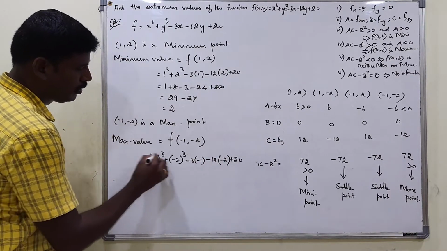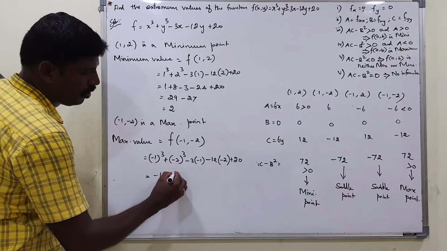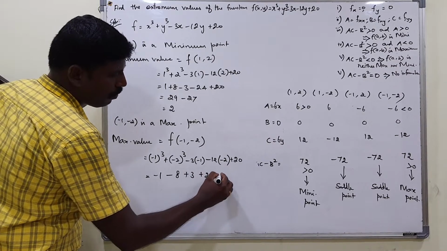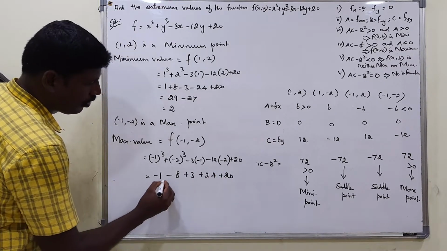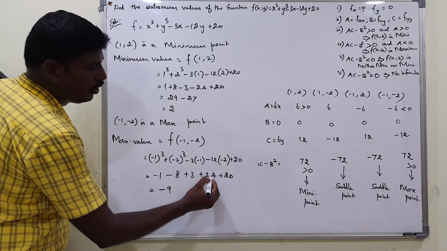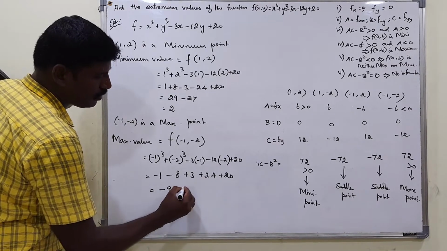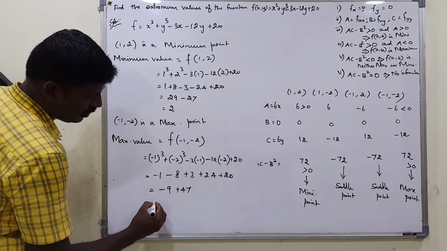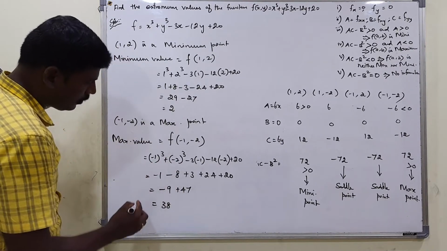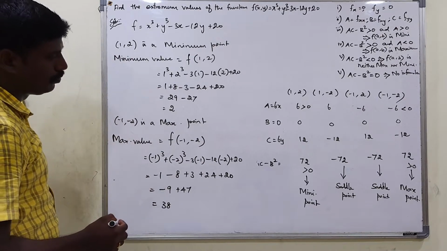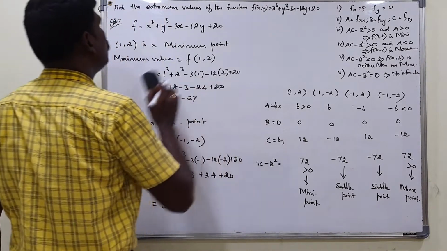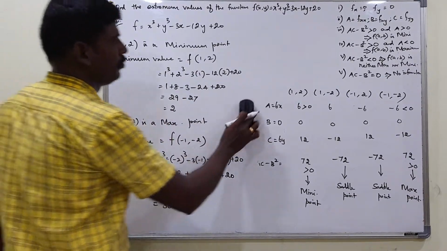So what will you get? Minus 1 cube means minus 1, minus 8 plus 3 plus 24 plus 20. Minus 1 minus 8 is minus 9, and 20 plus 24 plus 3 is 47. So that is equal to minus 9 plus 47, 38, right? So this is the maximum value. That's all. So let us go to the next problem.